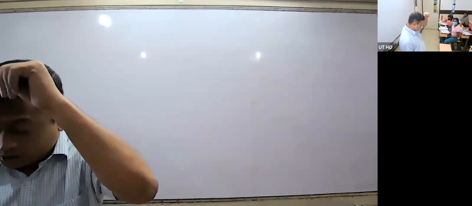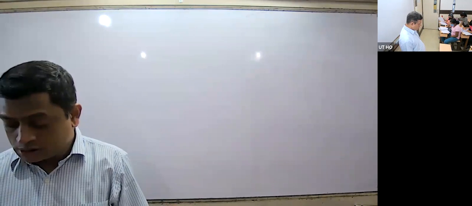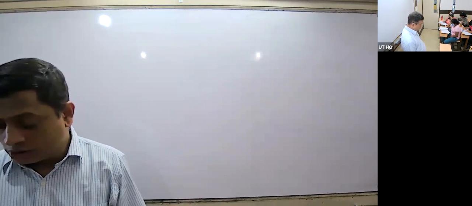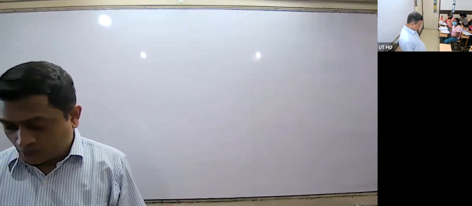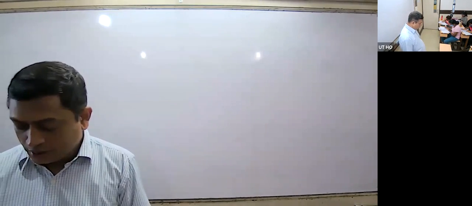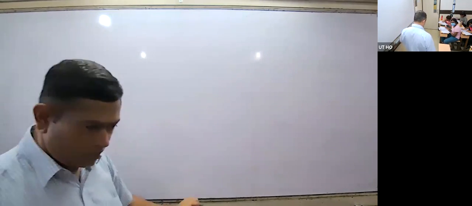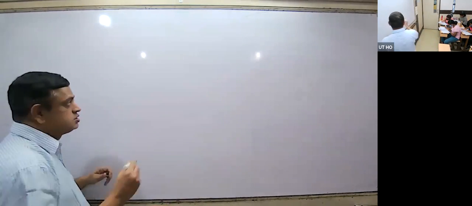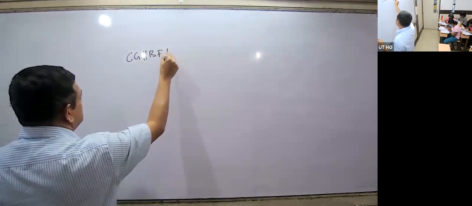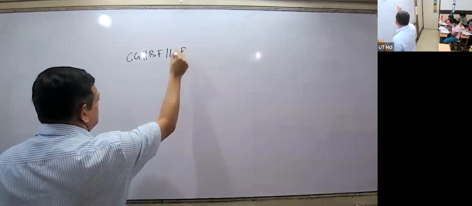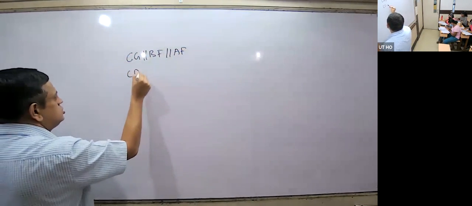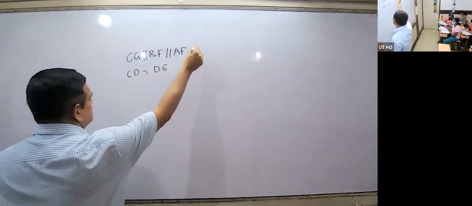So, Gauri, what all things are equal? First of all, they are parallel, no? First write what are parallel. Also, write down, all of you. What are the three parallel lines? CG is parallel to BF. BF is parallel to AE. Now, what are the equal things? CD is equal to DE. These are the given conditions, okay?